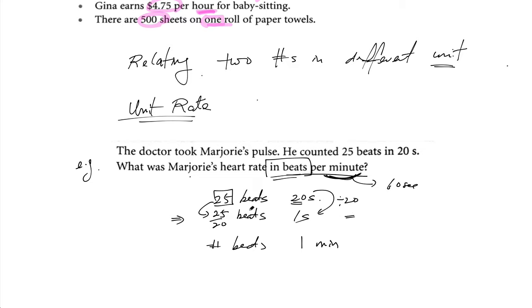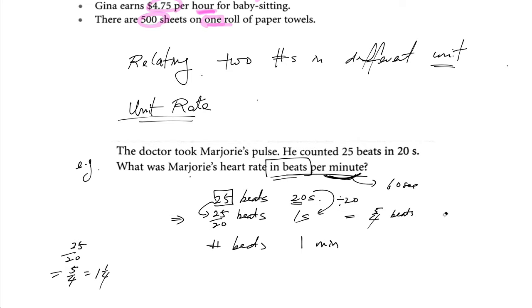Okay. So 25 over 20. If you divide top and bottom by 5, you get 5 over 4. In mixed form of fraction, it's 1 and 1 over 4. Okay, I'm going to leave it as 5 over 4. Beats per second. So you write it like this: beats per second.